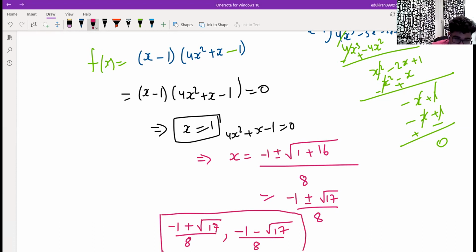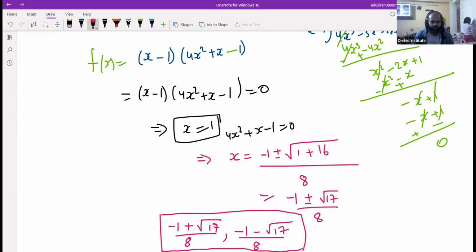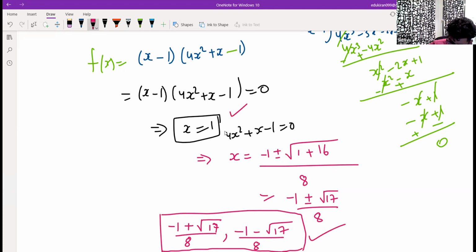So x equals 1, and minus 1 plus root 17 by 8, and minus 1 minus root 17 by 8. So we have three roots, one and these two. It is cubic, so it can give three roots. Yeah, answer.